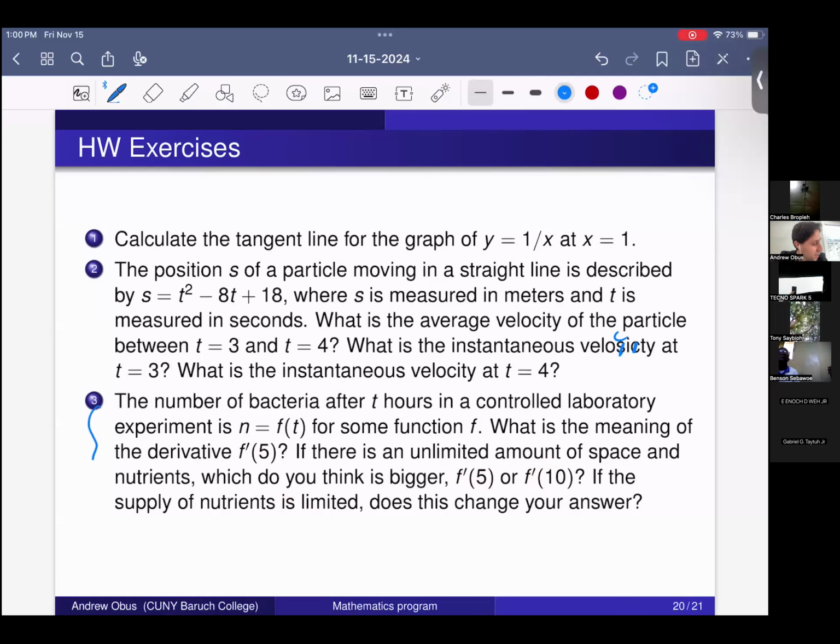Okay, so this here is a little bit open-ended. So we'll discuss it next time. You're not going to be able to use any formulas to answer this question. But there is some content here.